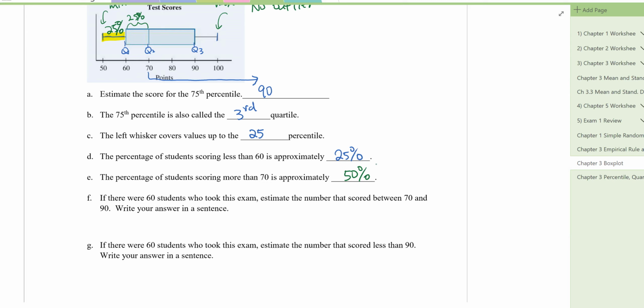If there were 60 students who took the exam, estimate the number that scored between 70 and 90. Now between 70 and 90, again, between Q2 and Q3. This is 70, that's Q2, and then 90 is Q3. And between Q2 and Q3, that's always 25%. So 25% of 60 students, 60 times 0.25, and that will be 15 students.